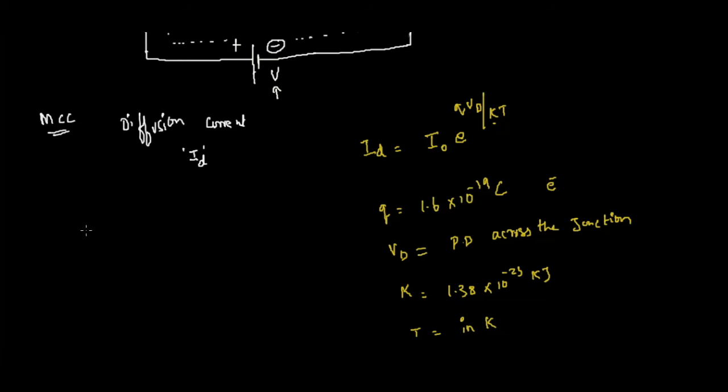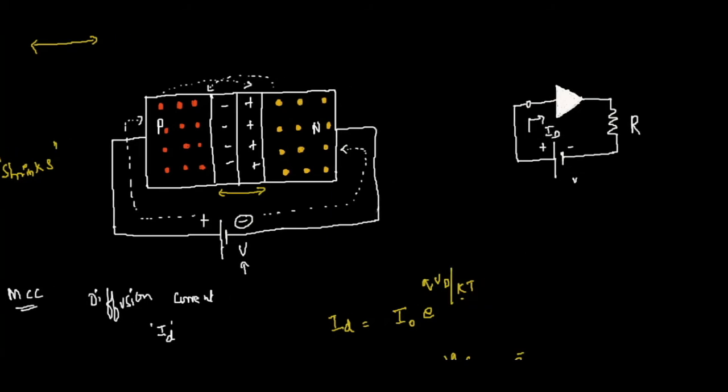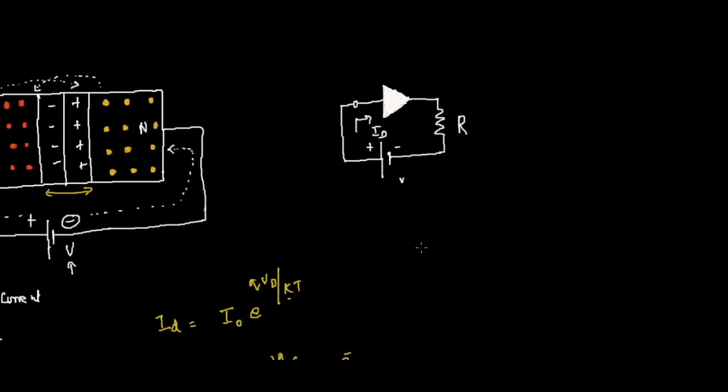Now the net diode current. What is that diode current? We can go back to this small circuit diagram here. These are the positive and negative terminals of the source, and the diode current flows in this direction. This diode current can be expressed like this: the diode current is the diffusion current ID minus the drift current I naught.